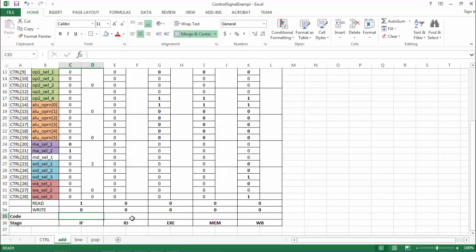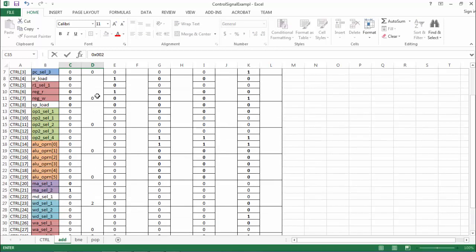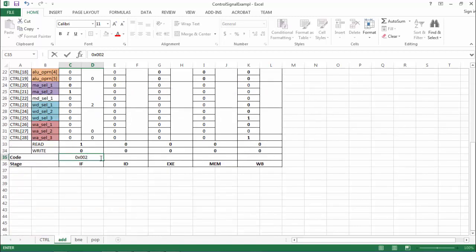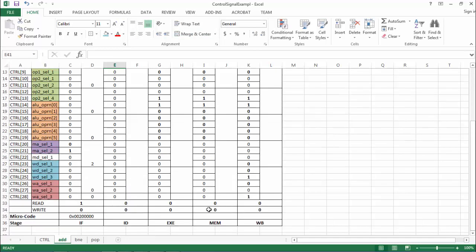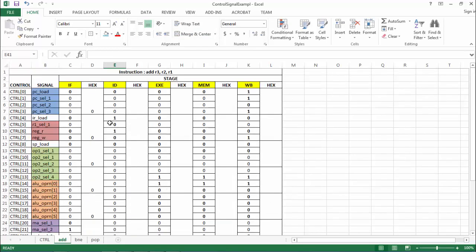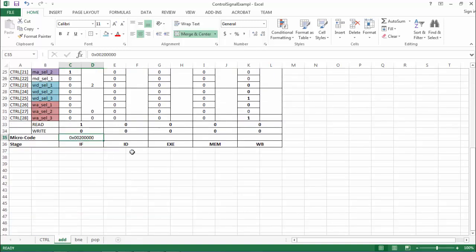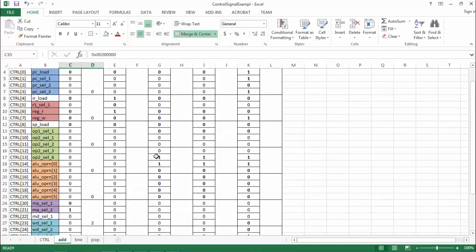So this guy, the microcontroller code, would be 0x 0 0 2 1 2 3 4 5, right? 1 2 3 4 5. This is the microcode. Okay, so this is the instruction fetch. During the instruction fetch, your controller should produce this microcode towards the data path.